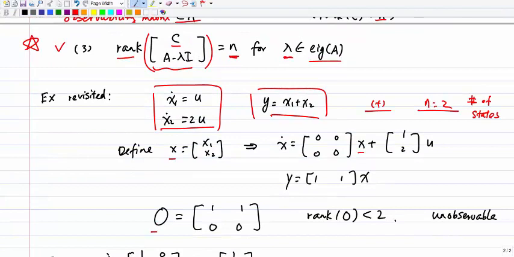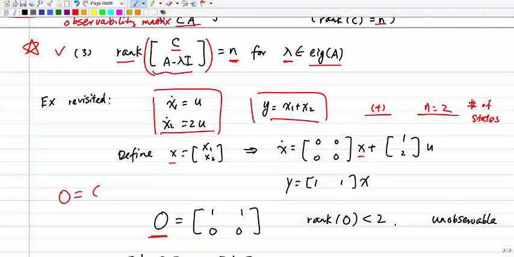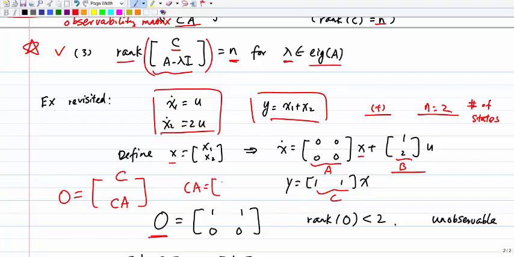So let's compute that. The observability matrix is given by C and C times A. If you look at this one, this is my A, B, and C. It really doesn't matter what B is. My C is 1, 1. And the second row is C times A, where C is 1, 1 and my A is 0, 0, 0, 0. So this gives me just 0, 0. So I put a 0, 0 over here.